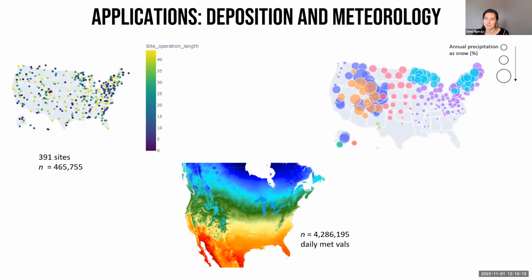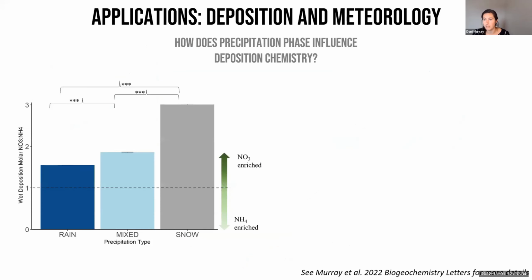381 sites spanning 0 to 40 years at a weekly scale, as indicated by the color gradient on the top graph, which are all the different sites with different site operation lengths. The plot with the gradient of circle sizes reflects the annual percent of deposition that falls as snow, with colors corresponding to different ecoregions. So calculation of precipitation phase is a unique attribute of this data pipeline, as this type of metric is not collected alongside chemistry data.